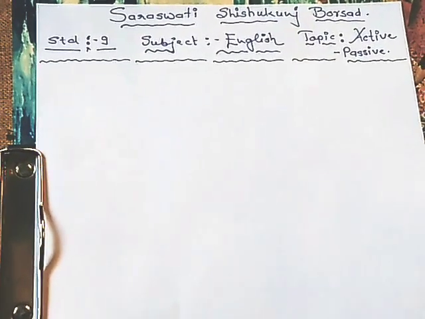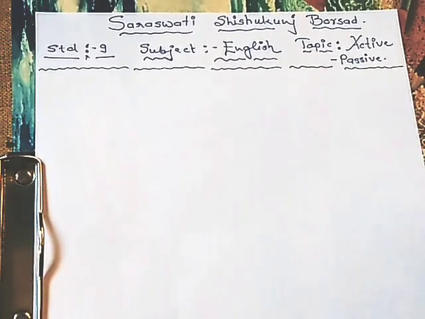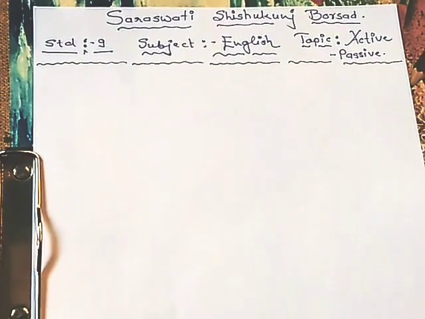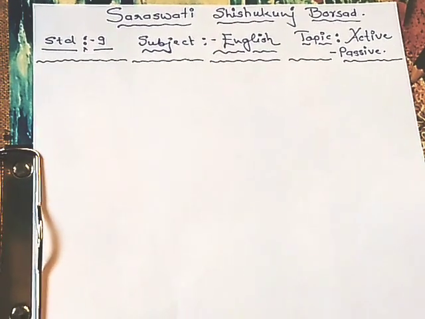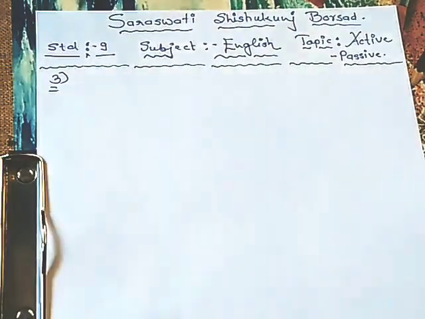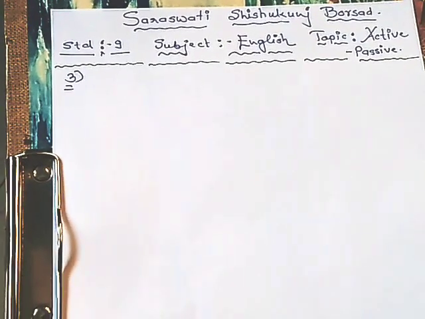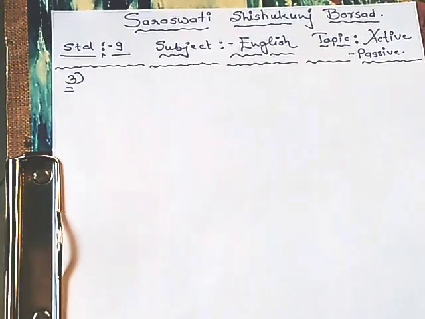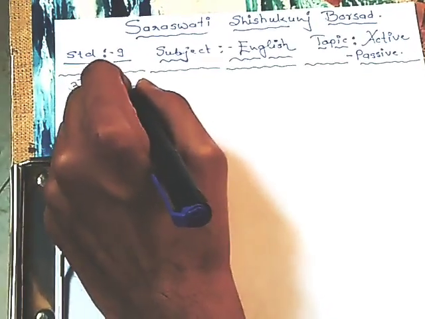Hello everyone. In today's video we are going to discuss active voice and passive voice. This is the video for standard 9 subject English, and today's topic is active voice and passive voice. In our previous video we discussed the present continuous tense. Continuing that point, today we are going to discuss one more tense, and the name of the tense is present perfect tense.